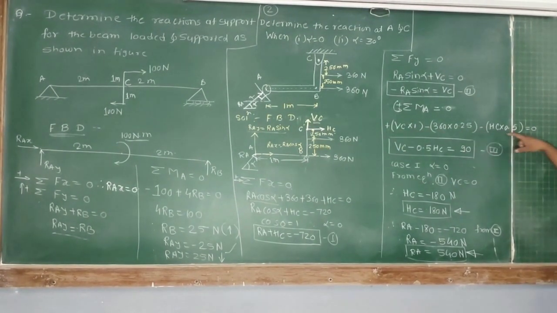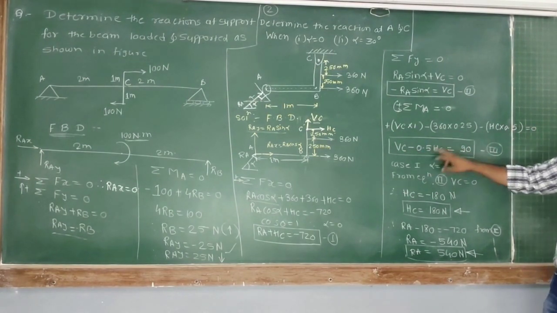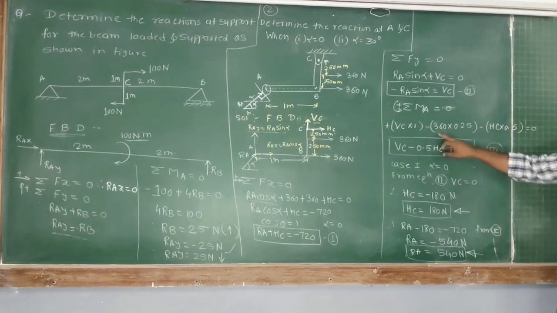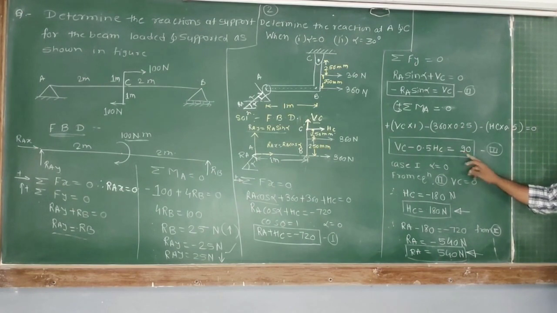Therefore it is positive, so I have written VC into 1 as positive. So we get this moment equation, and equate it to 0. After solving this, you will get another equation, VC is equal to 0.5 HC. If you take this term towards the right hand side, it is plus 90.